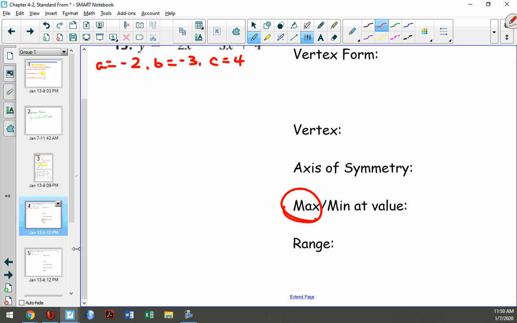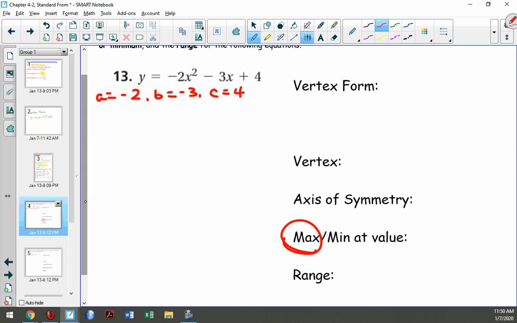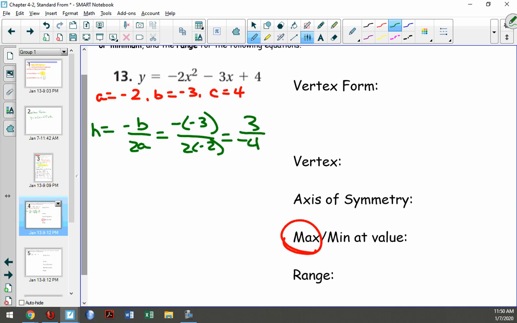Okay, so what we're going to do is we're going to find the rest of this information. So how do I go about that? I need to first find h. H is negative b over 2a, so that's going to be a negative times a negative 3 over 2 times a negative 2. So that's a 3 over negative 4. Does everybody see what I just did there? Yes or no?